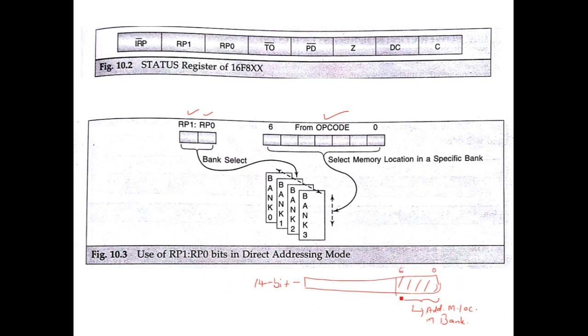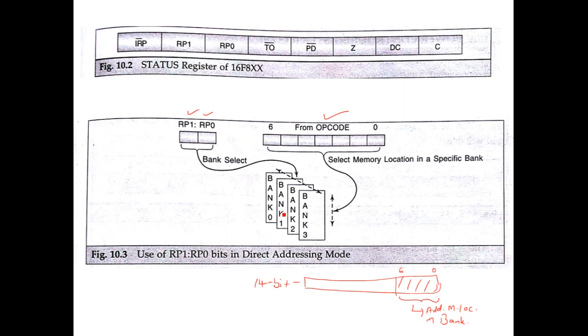Here, 7-bit address. And one of the banks is selected with the help of the RP1 and RP0 bits. So that is what is called direct addressing mode. In direct addressing mode, the address of the operand is directly given in the instruction. The only requirement is that you have to select one of the 4 banks with the help of bits RP1 and RP0.